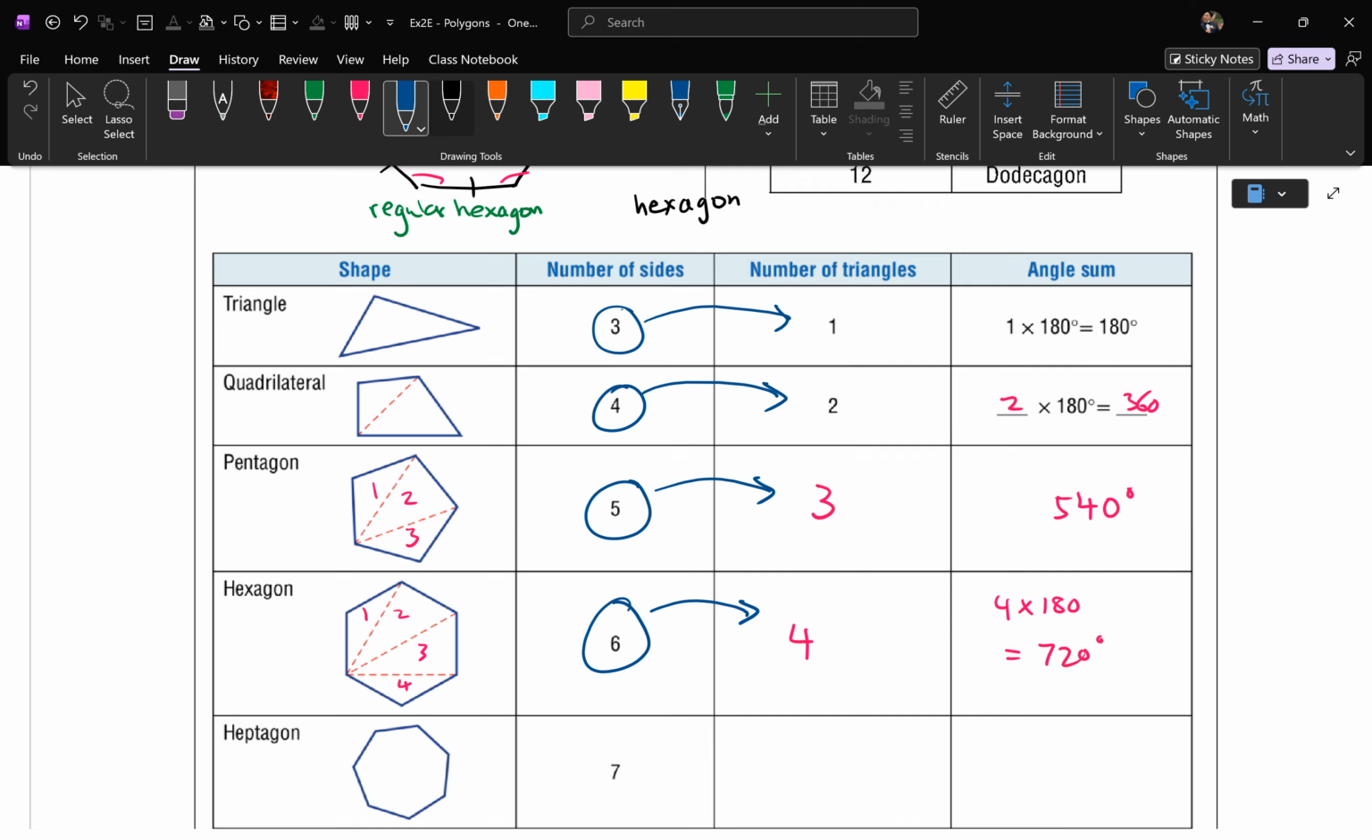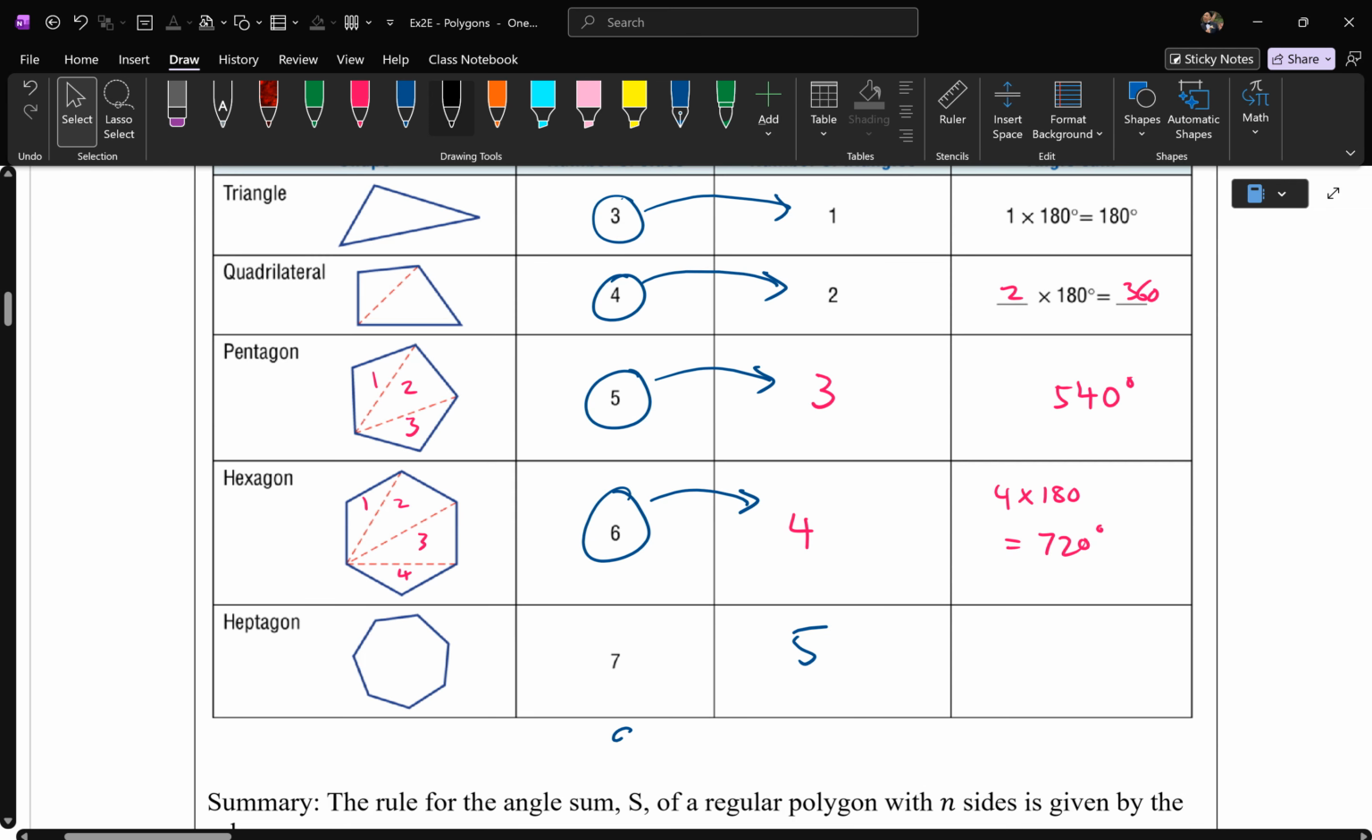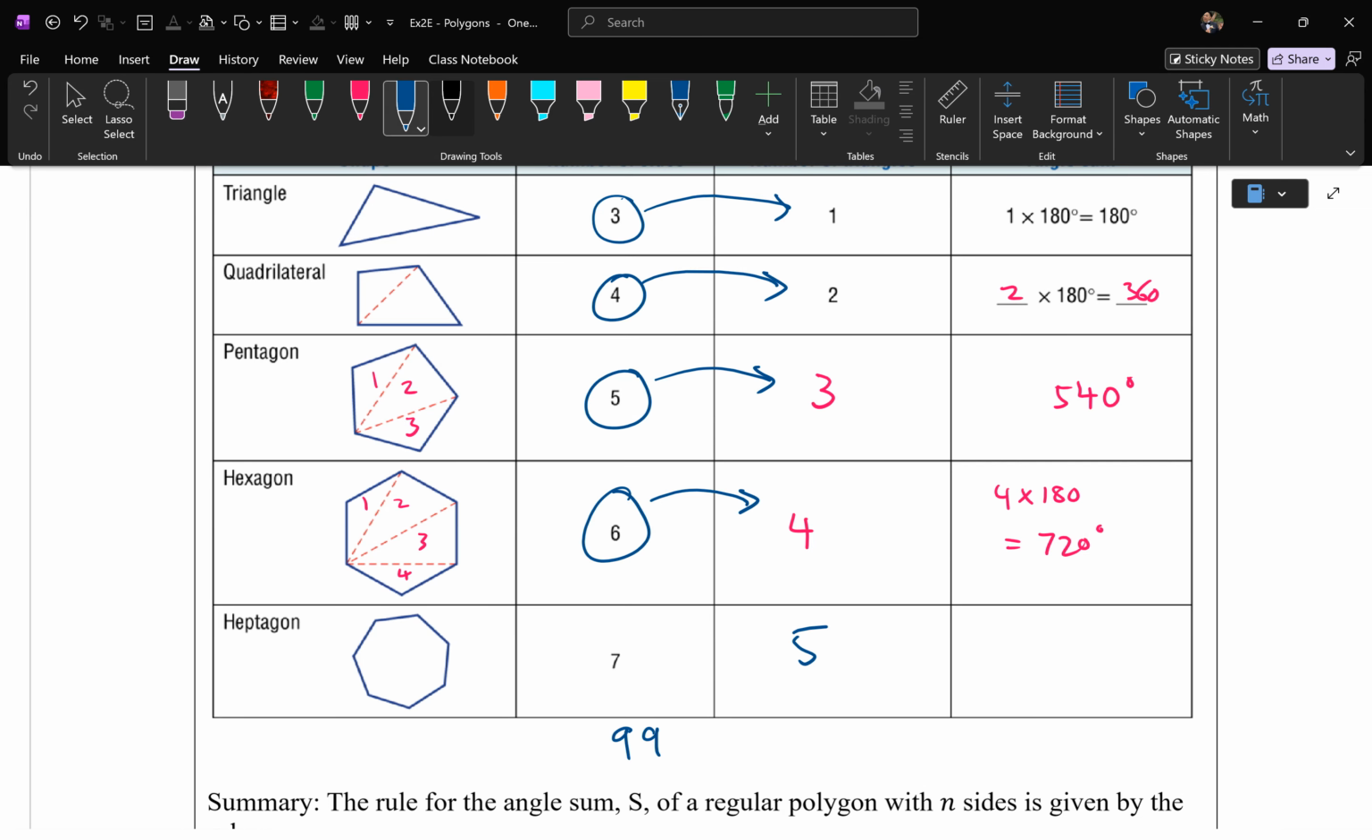Very good. So if you have 7 sides, how many triangles? 5. Now let's test your understanding. What if I said I had 99 sides? How many triangles? How do you know? Because it's always 2 less. It's always 2 less. Have you noticed the pattern?